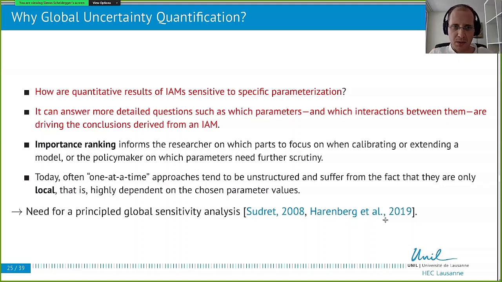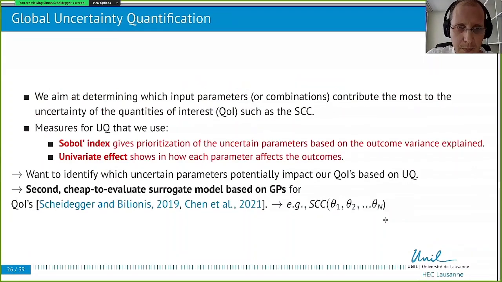So what we want now, based on our solution tool, is to build surrogate models and perform global uncertainty quantification. In particular, we tested two types of uncertainty measures. One is the Sobol indices. It's like an ANOVA decomposition. So you want to know how much of the uncertainty in the model is driven by which parameter. And we also want to study univariate effects, meaning we want to understand how policies change over the computational domain with respect to certain parameters.